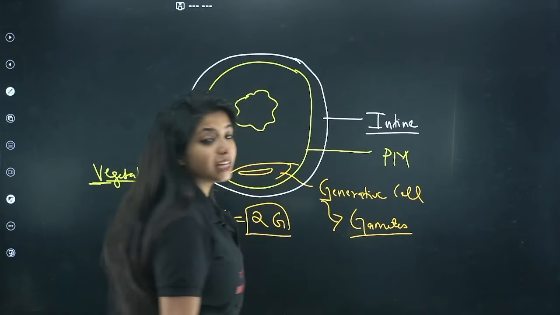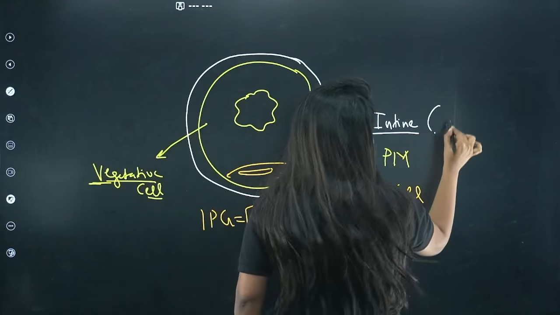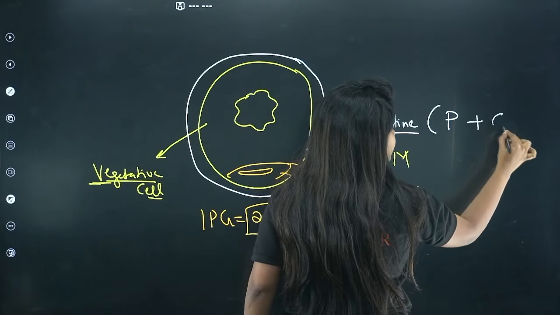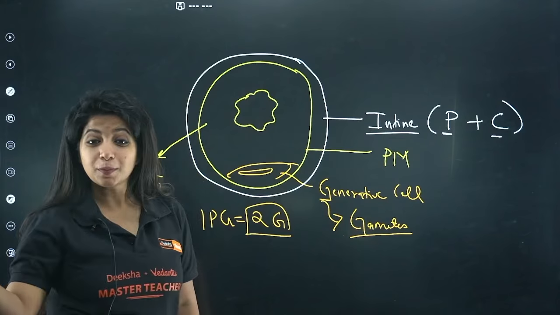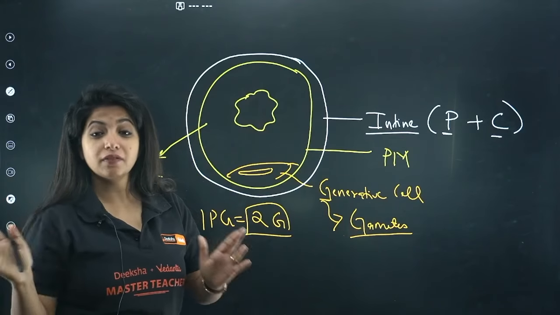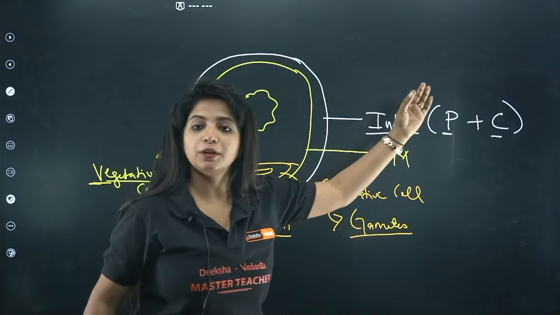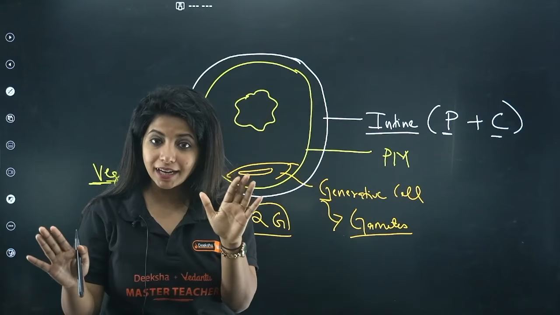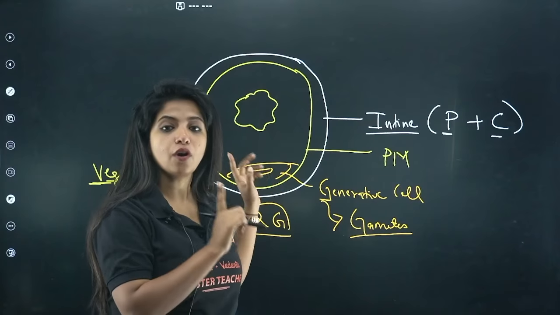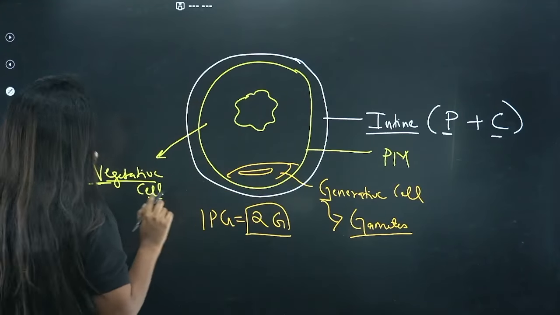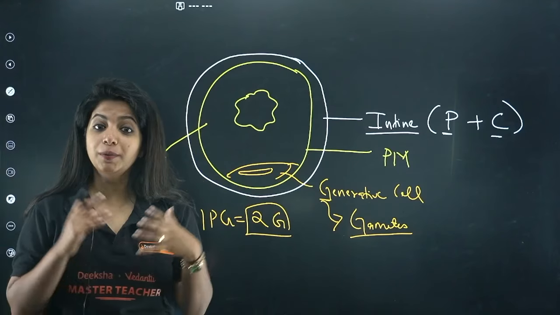Intine, my dear children, is made up of Priyanka Chopra. What do you mean by that? It is basically pectin plus cellulose. So PC as in Priyanka Chopra, or PC as in computer, in whatever way you want to remember, you can. But this is intine, and intine is a continuous layer made up of pectin as well as cellulose. Done. This is a very important concept for KCET children and also for everyone who is going to attempt your PU2.